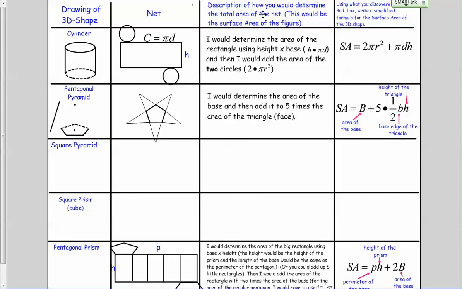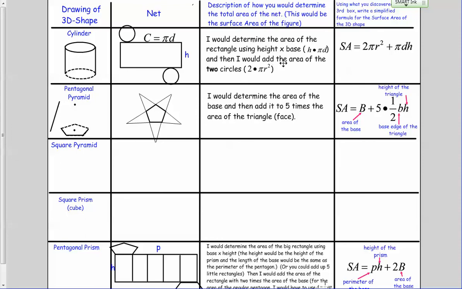The next thing you guys are going to do is describe how you would determine the total area of the net. This in the end would actually be the surface area of the whole cylinder. I just explained it. I said I would determine the area of the rectangle by using base times height. So I'd look at the rectangle, its base, which was pi times diameter, and then the height, which was my h.